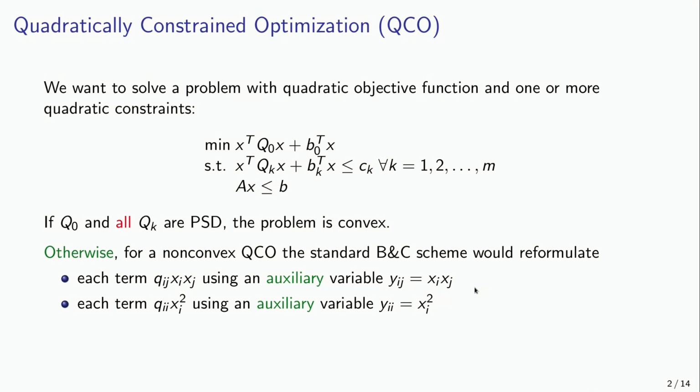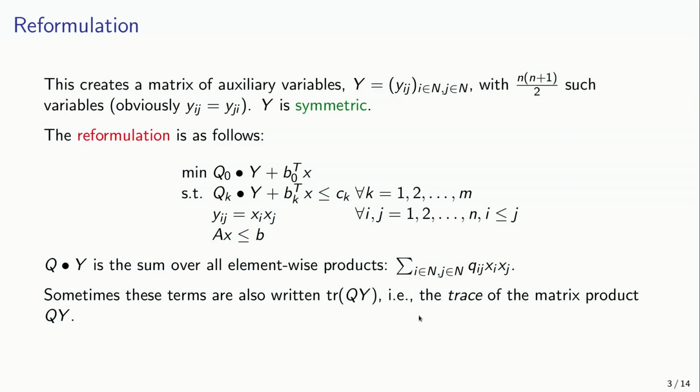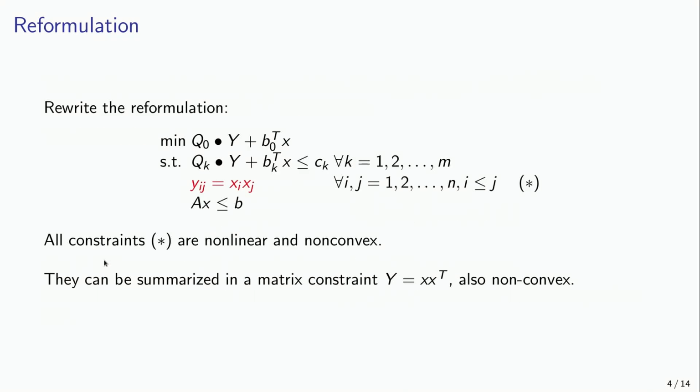There's usually the introduction of a new auxiliary variable yij that's equal to xi times xj, and yii that's equal to xi squared. This is already something we know from the last couple of hours. The reformulation step, again, we saw it before. We get a new matrix of variables y, and this introductory part you already know. The fundamentally bad constraints are the ones that impose yij equals xi times xj.